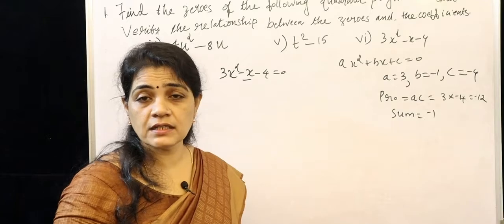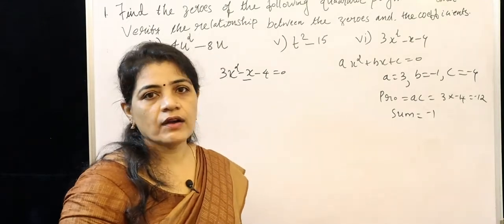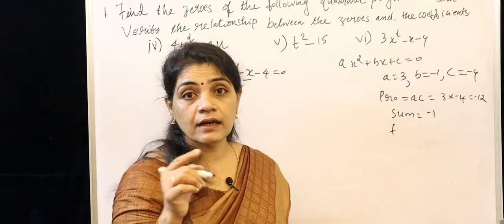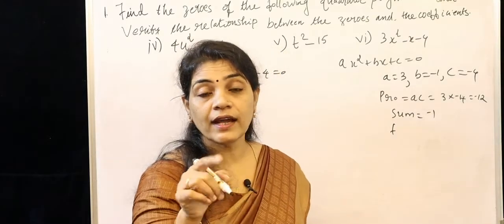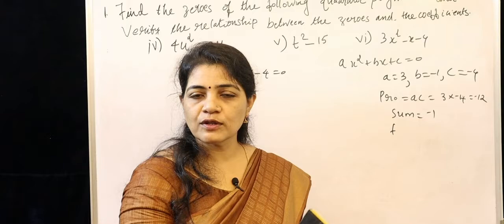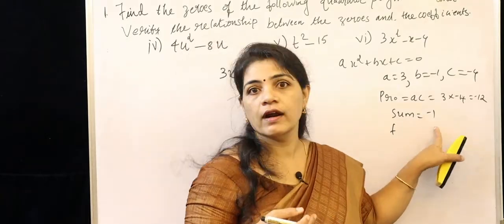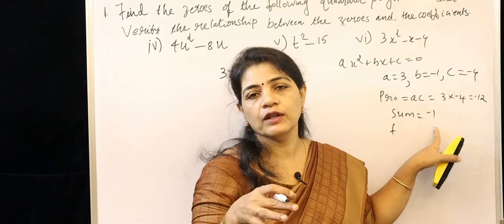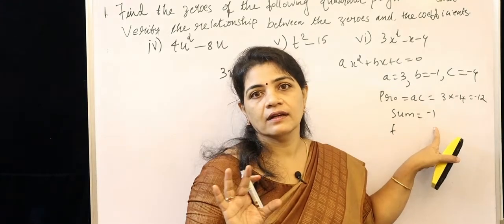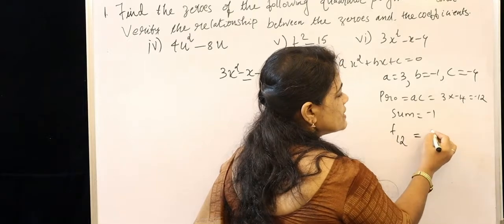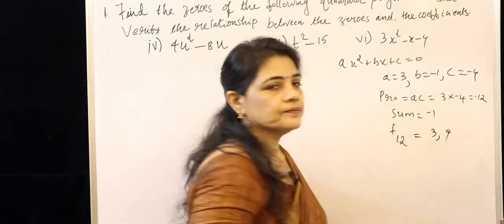What can be the factors of 12, the product? Factors of 12 are 1 and 12, 2 and 6, but here we can use only 4 and 3. Their product is also 12, but we should get the sum 1. So 3 and 4, when you subtract, you will get 1. So the factors of 12 are 3 and 4.